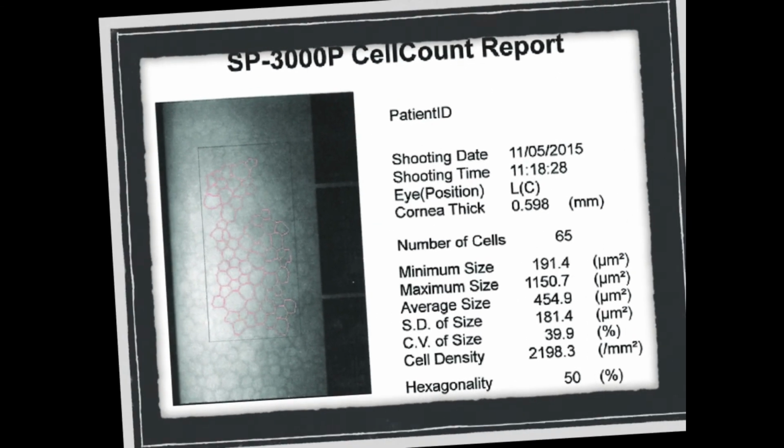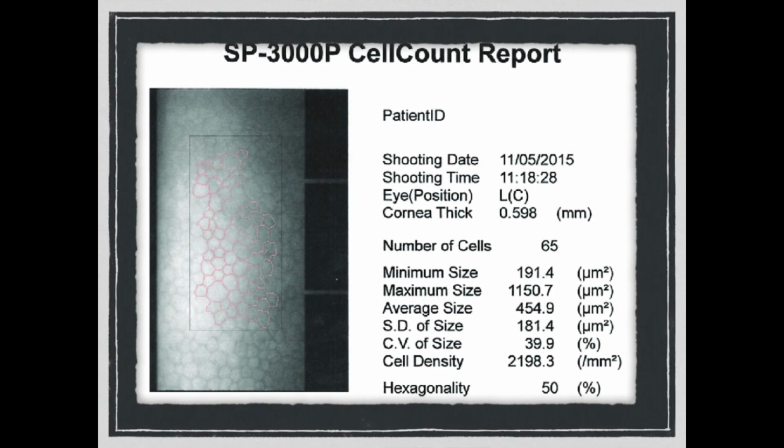Here is an image of a report. It shows the shooting date, the shooting time, the eye position, and the corneal thickness, which is a first reflection of the endothelial function. We normally have a corneal thickness between 480 and 550. Here it is 598, so the thickness is within range.